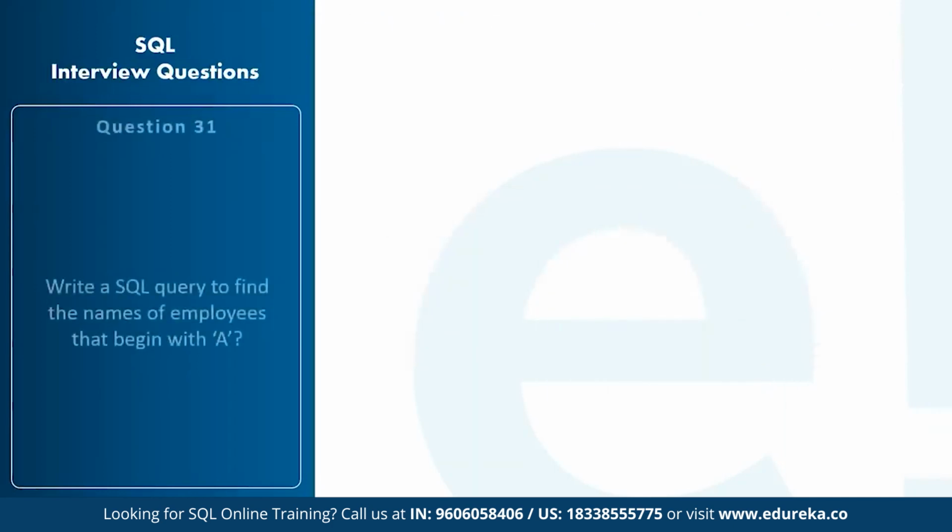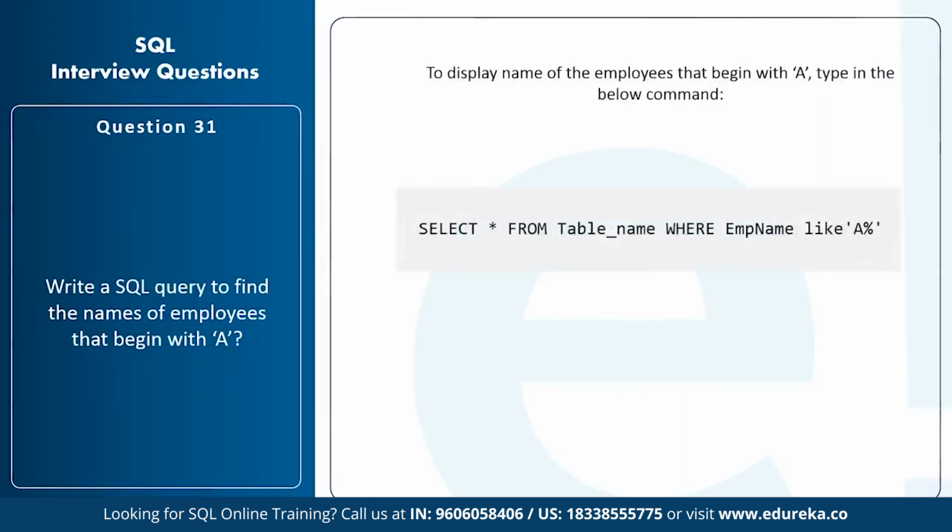Now let's move forward to our next question: write a SQL query to find the names of employees that begin with the alphabet A. To display the names of employees that begin with A, you can type a command like select star from table name where employee name like 'A%' in quotes, because I'm considering an employee table in this scenario. When I say A%, all those names starting with A and having any letters or characters after that would be selected. That's how you can write a query to find the names of employees that begin with A.